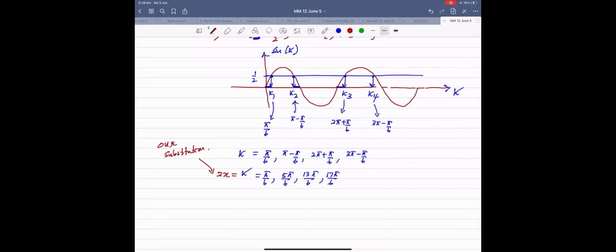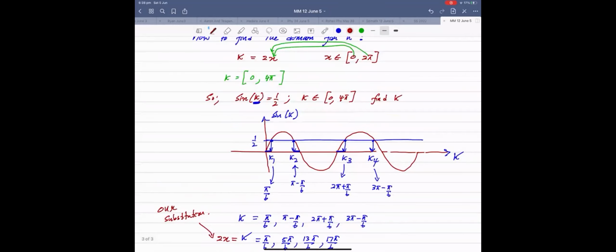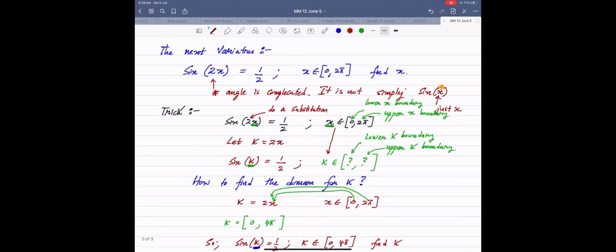Right? So now if you want to find x, what do you do? You divide everything by 2. So it's going to be pi divided by 12, 5 pi divided by 12, 13 pi divided by 12, 17 pi divided by 12. And that's the answer, because the question is asking you to find x.